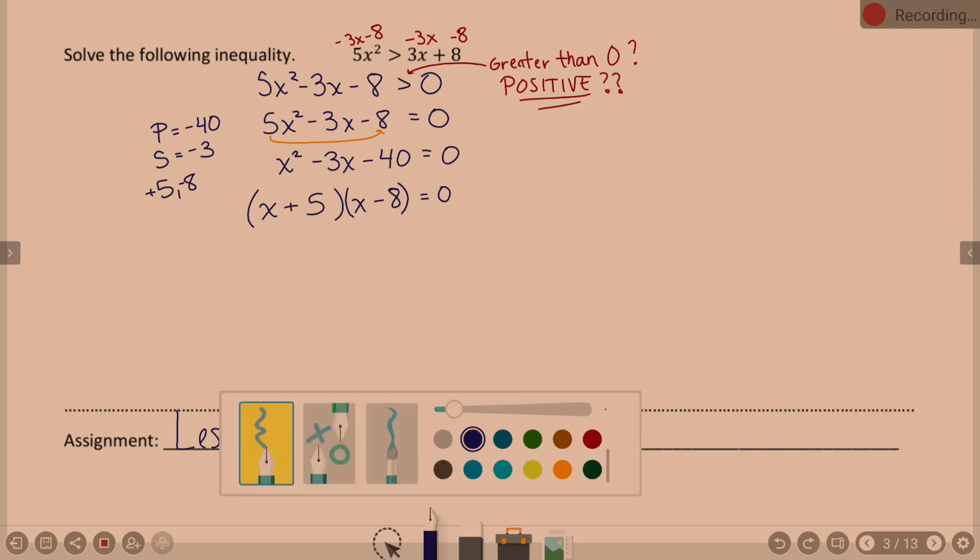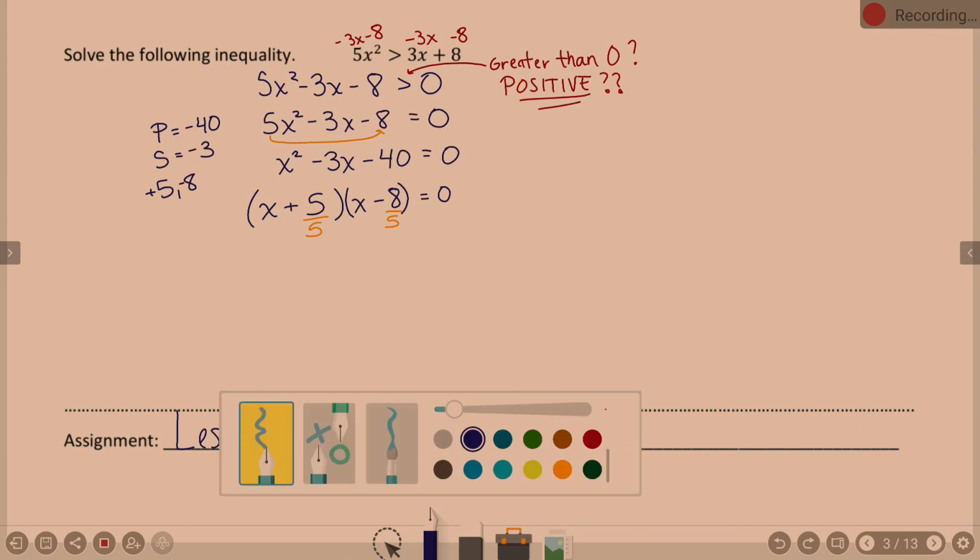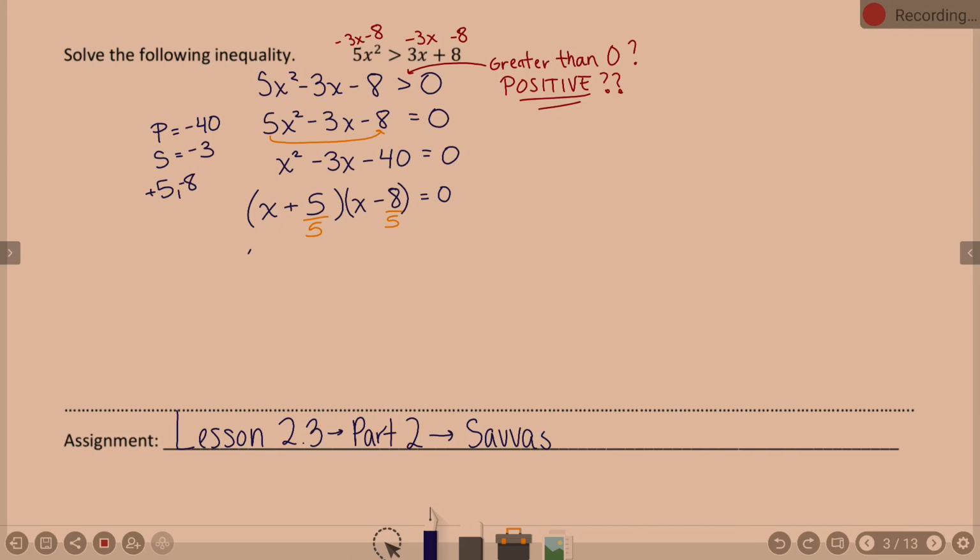Now, what's the catch? You already got equals 0. We have to take that 5 back out, don't we? X plus 1, x minus 8 over 5? Officially that 5 goes back out front, and it's 5x minus 8.